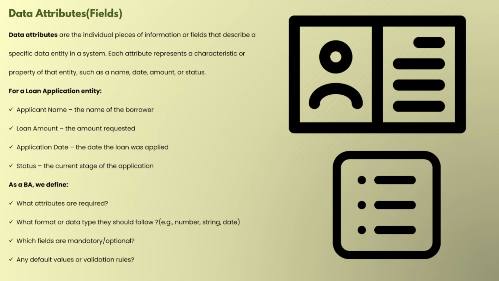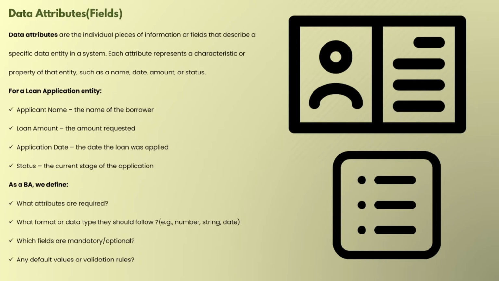But as a BA, what is our job? We define what attributes are required. When we talk with stakeholders, we generally gather such information. First we ask what information we really need. For example, customer name, email, and phone might be must-haves. So we list these important fields, and the system should capture them. This is our job, to know what attributes are required.